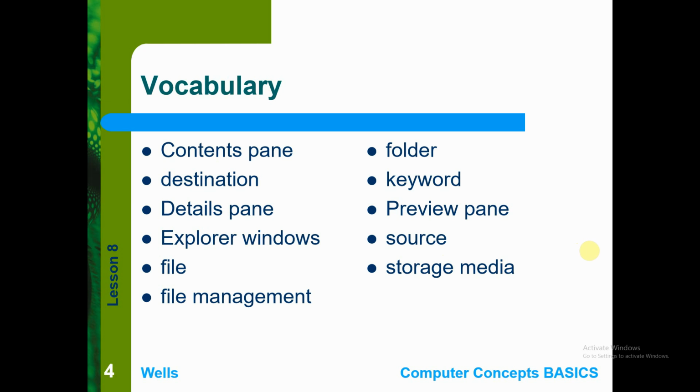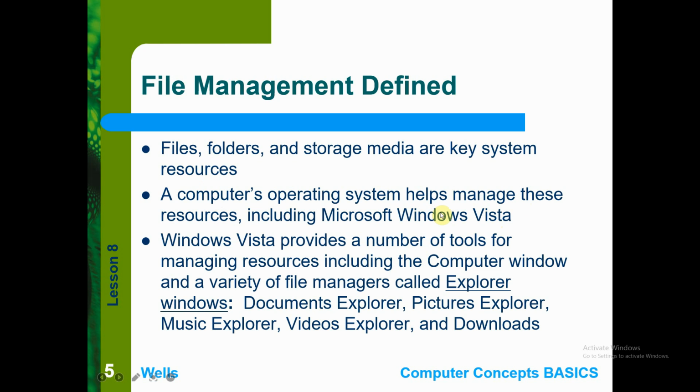So for your vocabulary, we have the following terms to add: contents pane, destination, details pane, explore windows, file management, folder, keyword, preview pane, the source, and the storage media. So file management is defined as the key system resources sa aton nga unod sa aton nga computer system. So these are the files, folders, and storage media.